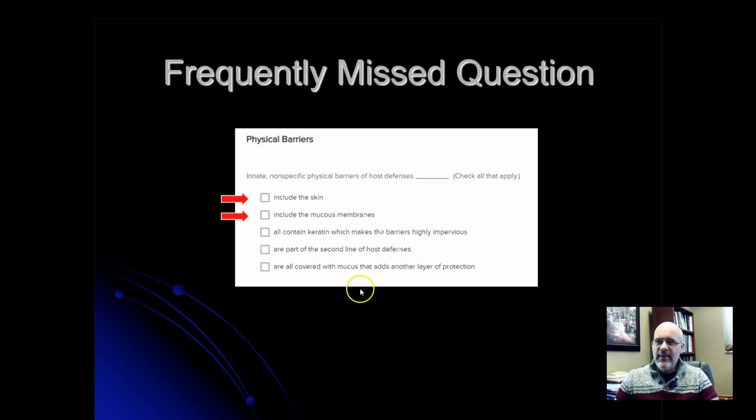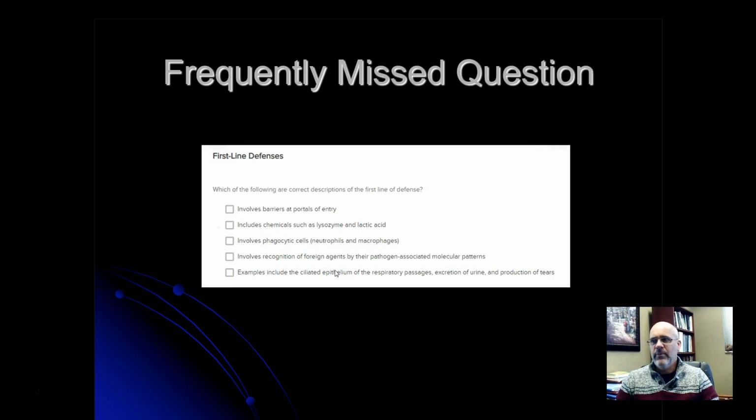And so that one is kind of like this one. You know, the problem where there is all. So your mucous membrane linings inside the body do have mucus that helps trap microorganisms, but the skin does not. So you don't have mucus on your skin, I hope. So actually you would only pick those first two.